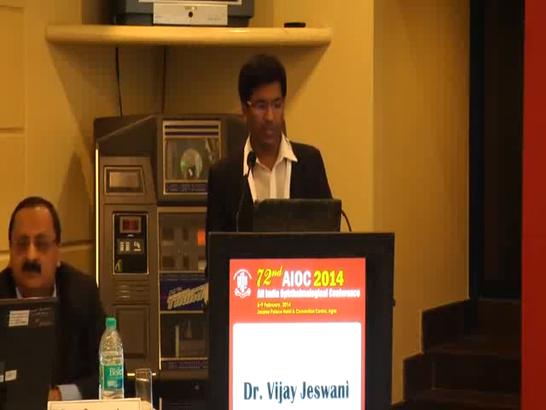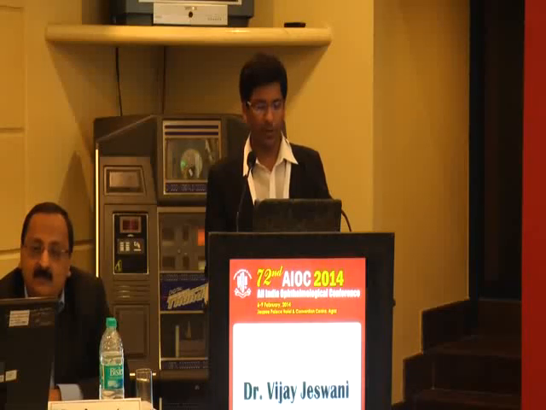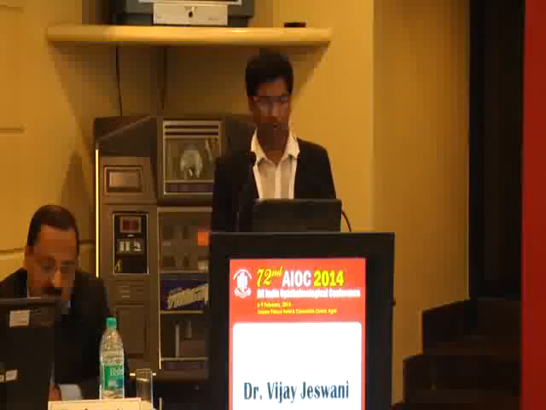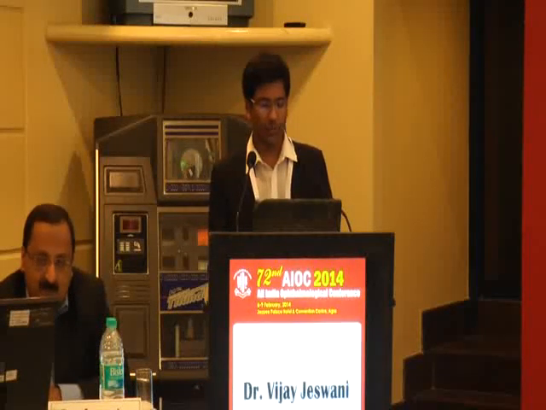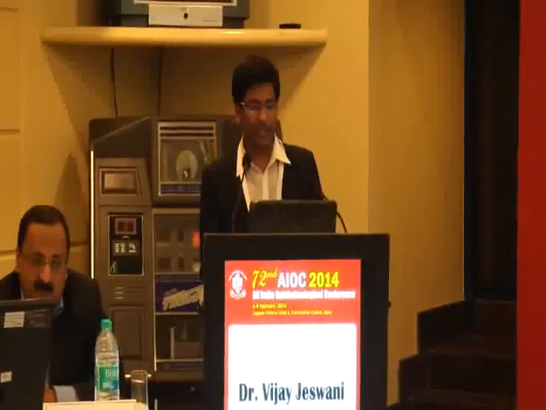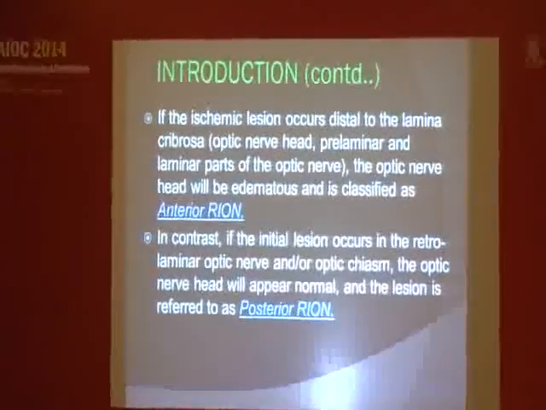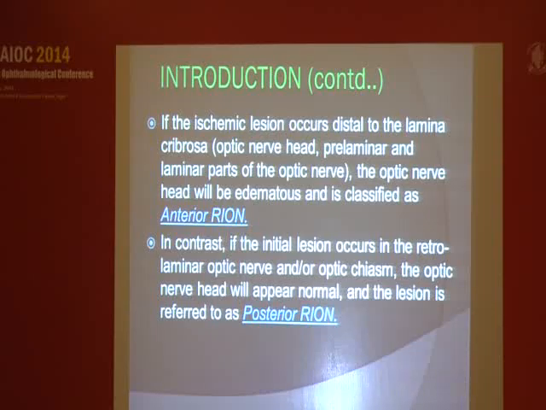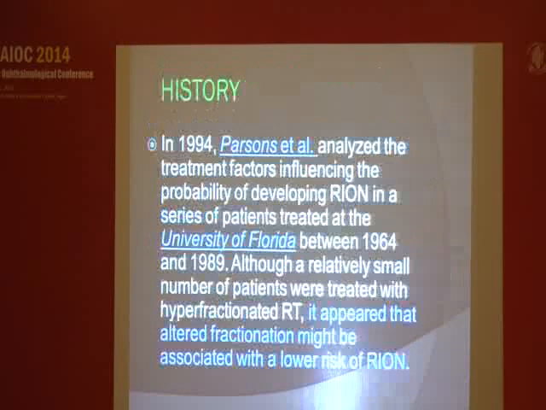Coming to the introduction, radiation-induced optic neuropathy is one of the most disabling complications that may occur in patients treated with radiotherapy for head and neck cancer. It is caused by ischemia of the optic nerve, which leads to ischemic optic atrophy. Ischemic optic neuropathy is stratified as anterior or posterior depending on the location of the injury. If the ischemic lesion occurs distal to the lamina cribrosa, involving the optic nerve head, prelaminar and laminar parts, the optic nerve head will be swollen and it is classified as anterior RON. In contrast, if the initial lesion occurs in the retrolaminar optic nerve or optic chiasma, the optic nerve head will appear normal and the lesion is referred to as posterior RON.